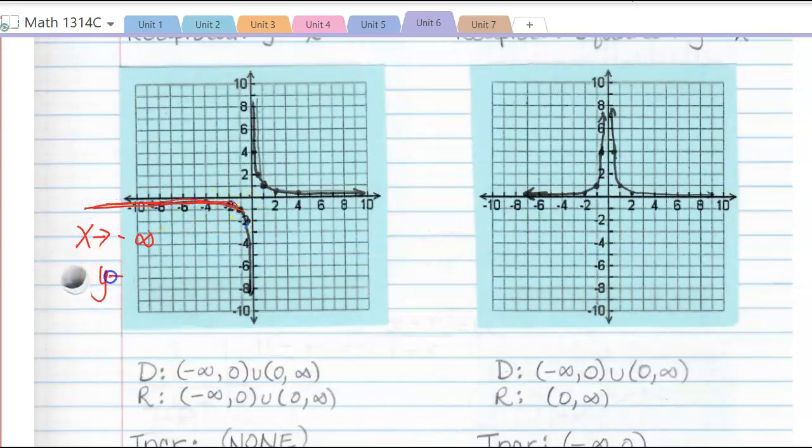So we would say y is approaching 0. If you want to be fancy in pre-cal and calculus, we actually say it's approaching 0 from below. You will only be required to tell me that it's approaching 0.